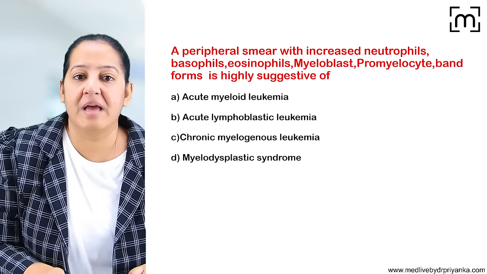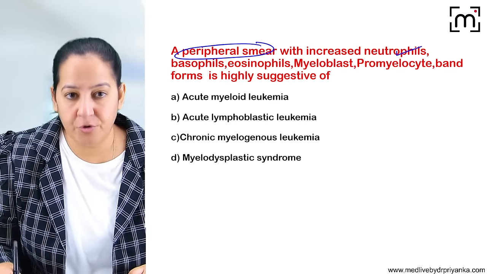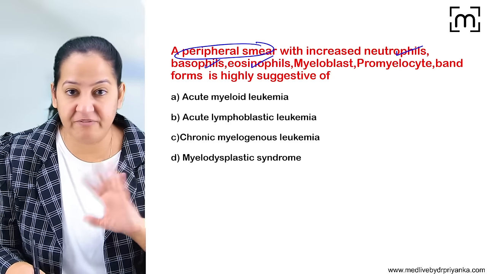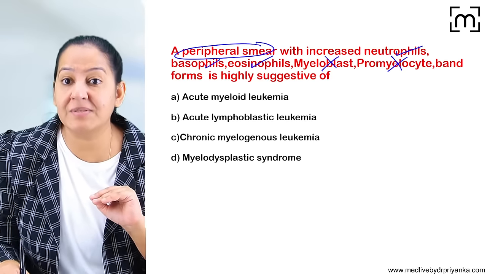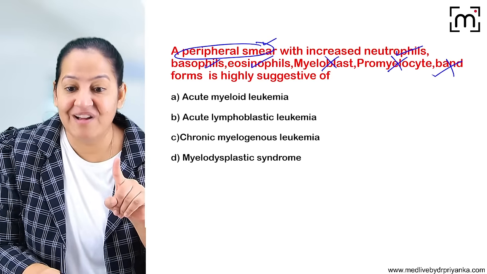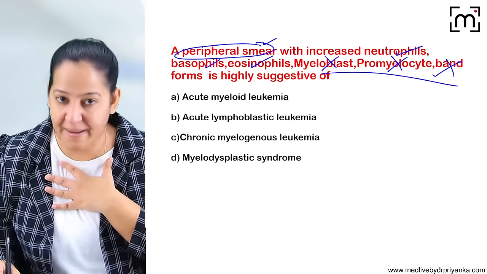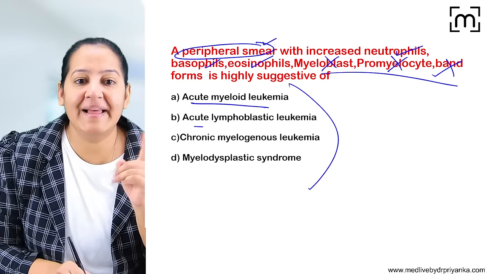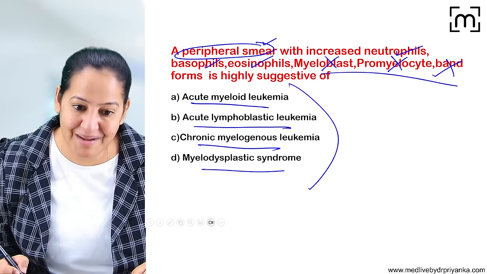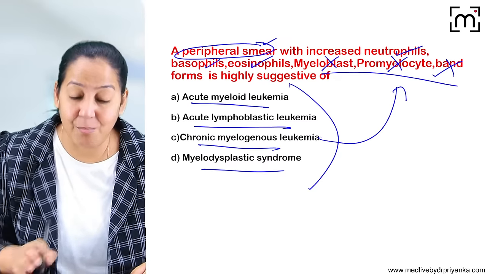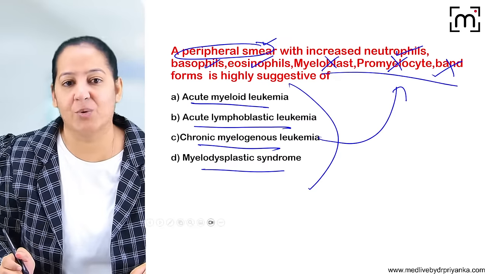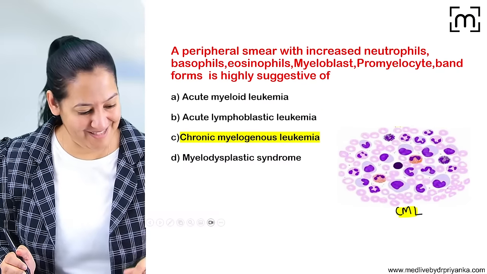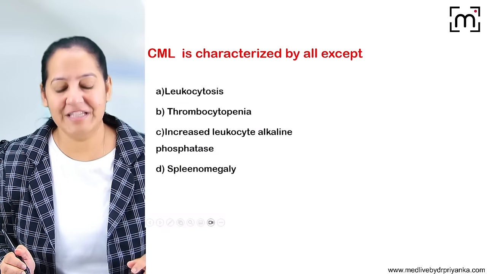Okay, now coming to the next question. A peripheral smear is having neutrophils. Neutrophils we all have. There is nothing important in that. Basophils we all have that. Eosinophils we all have that. But we don't have myeloblasts, promyelocytes, and band forms in the peripheral smear. We have these cells in our bone marrow, but if you check my peripheral smear, I don't have them. So if these are present in the blood, what does it mean? Does it mean AML, ALL, CML, or MDS? Of course, it is a garden party appearance, multiple types of cells in the peripheral smear. It is known as CML. The correct answer is C, and you all are right. Absolutely right. Okay, so let's move ahead.